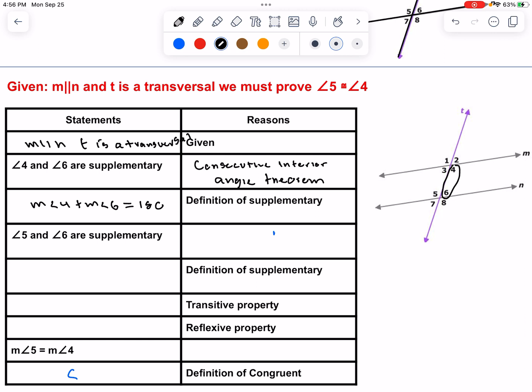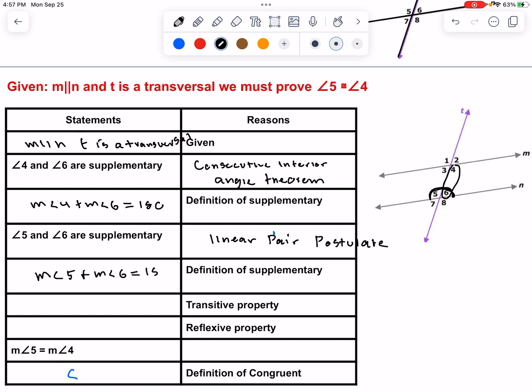Okay, 5 and 6. So how do I know that 5 and 6 are supplementary? Well, they make a half circle. They're right next to each other. So that's the linear pair postulate. Anytime you have angles that are right next to each other, those are called adjacent angles, and they form a half circle together, that would be a linear pair. What does it mean to be supplementary? Well, that means that they add up to 180.